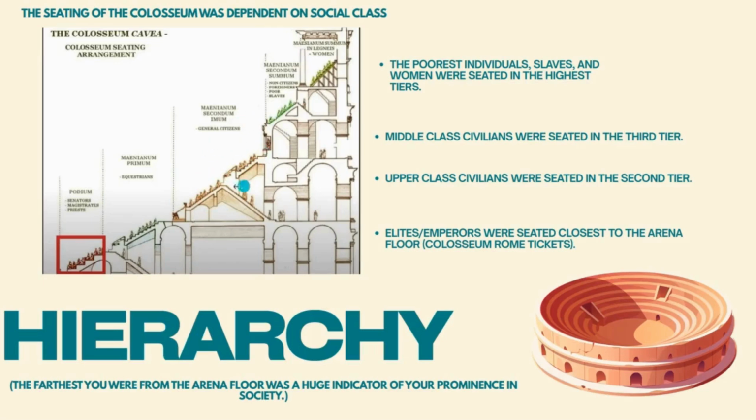Right above them would be middle class people, and then above that would be poor people, slaves, and then above that, at the highest level or the highest tier, would be women, who were considered least important during this time.